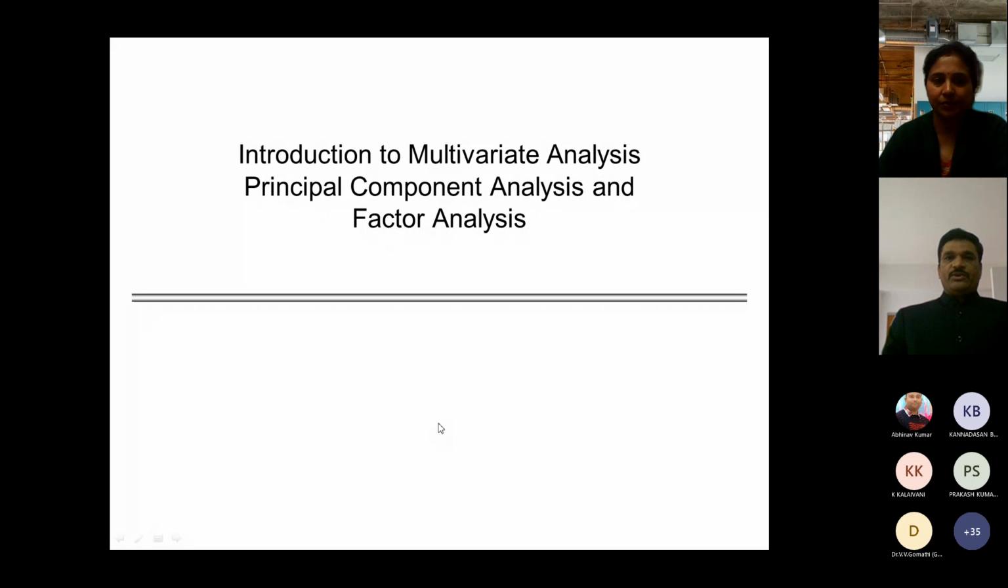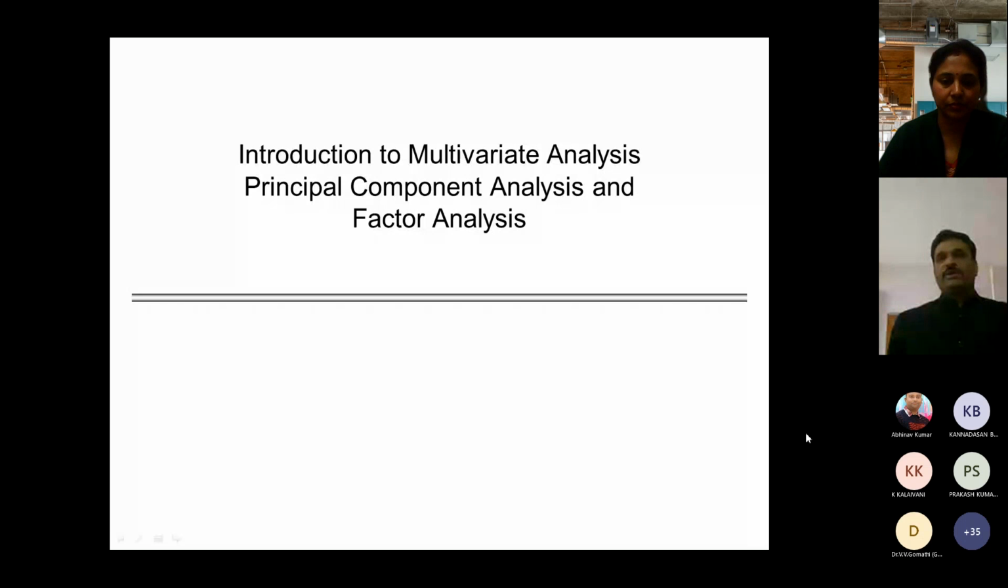So in this session, we are going to discuss some multivariate techniques, multivariate analysis and principal component analysis. And if time is left, we'll also discuss factor analysis. It all depends on the time as well as my speaking ability, how much I can speak after two lectures. So it depends totally on that. So I'm going to start. I think I am visible as well as audible to all of you.